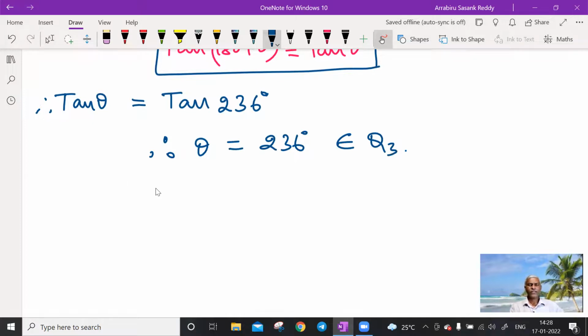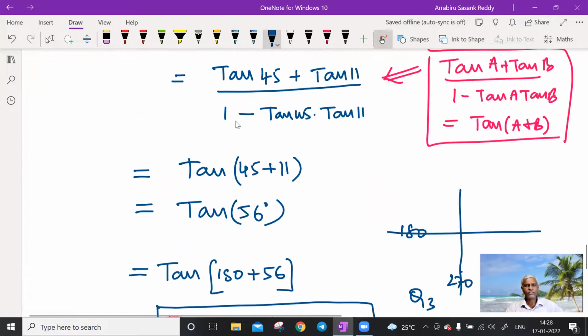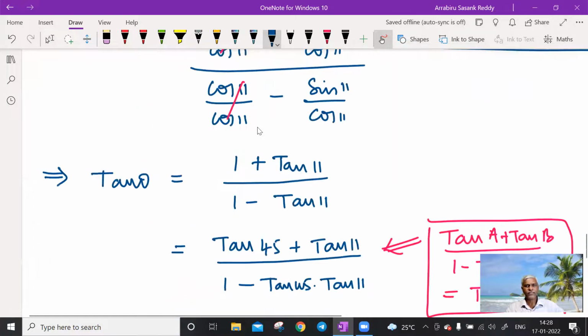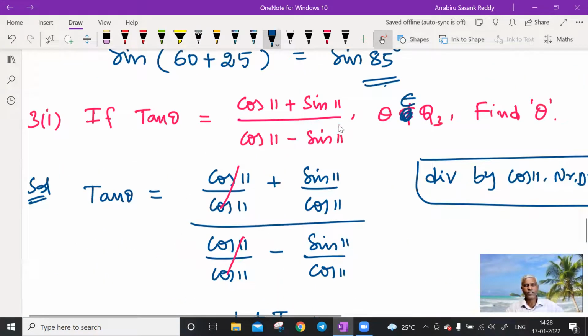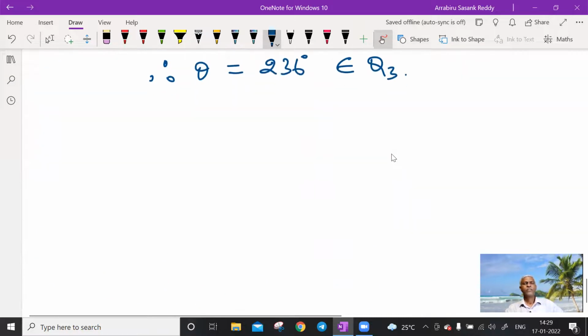We have to find the angle in the third quadrant. If the angle is in the first quadrant, it is 56 degrees only. But in the question, theta belongs to the third quadrant. Satisfying this condition, we have to find the angle in the third quadrant, so that is 236 degrees.